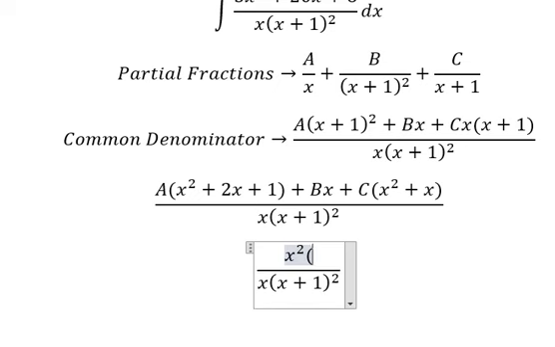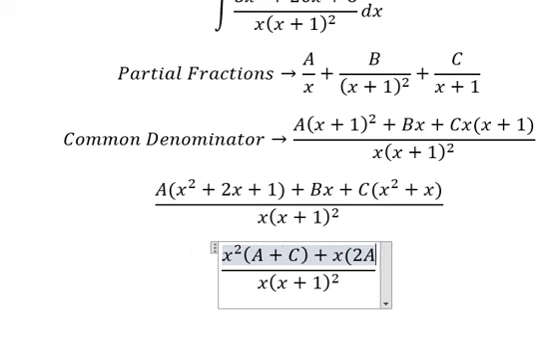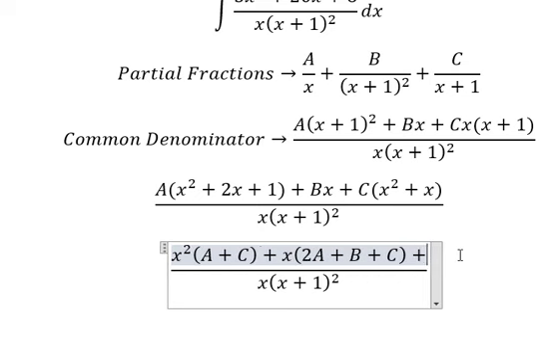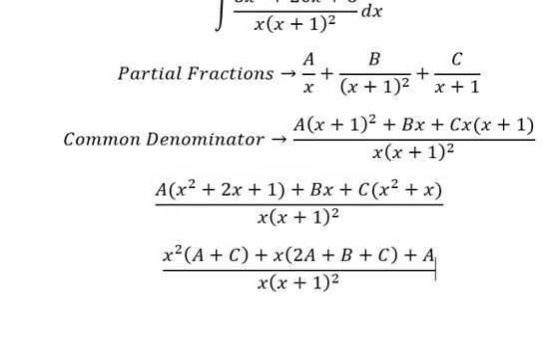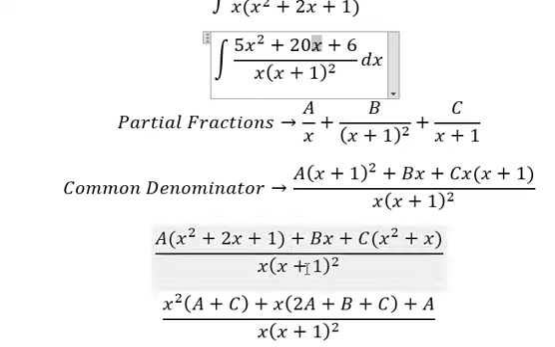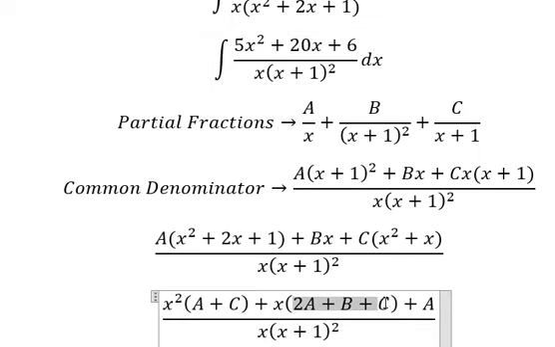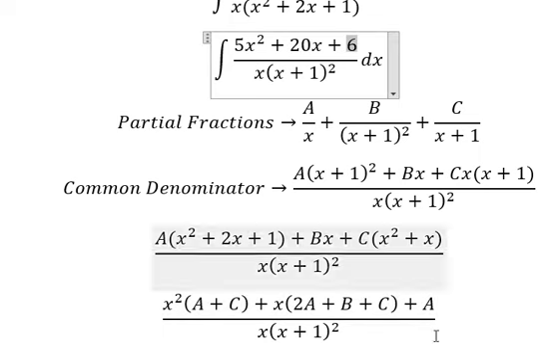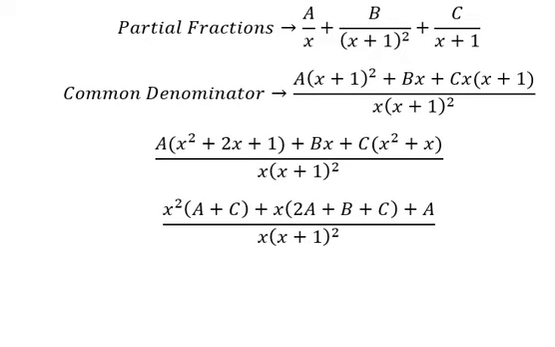About x squared, we have A plus C. About x, we have 2A plus B plus C. About the numbers, we have only A. Now we need to compare coefficients. We have x squared, so A plus C equals 5. We have x and x, so 2A plus B plus C equals this one. And the numbers, 6 equals A. And now we need to create the system of equations.